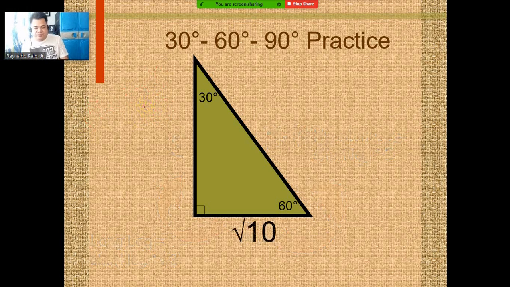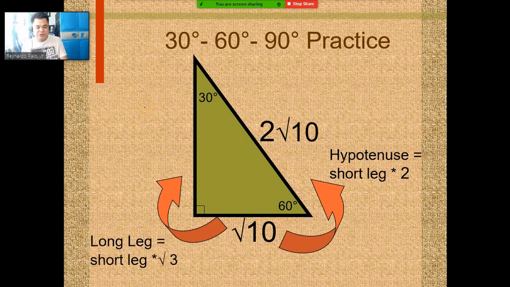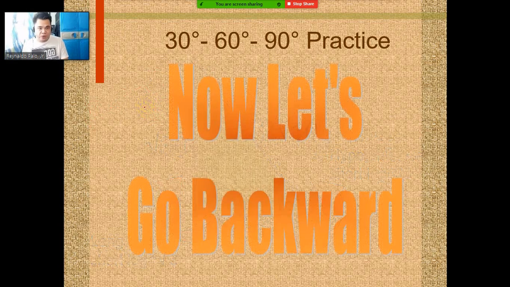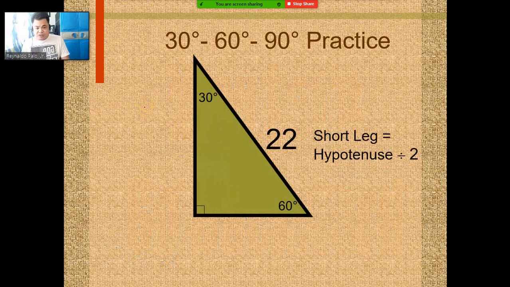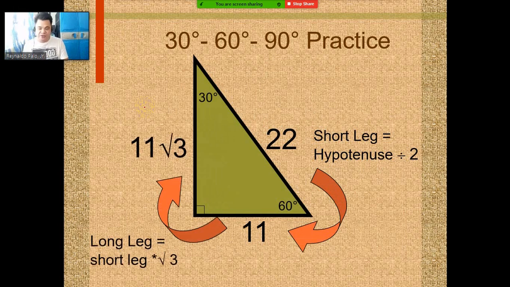Next, square root of 10 times 2 is 2 square root of 10. Square root of 10 times 3 is square root of 30. Let's go backward. So the hypotenuse is given, and then we are going to get first the short leg. To get the short leg, class, you have to divide it by 2. A while back, we multiplied by 2 to get the hypotenuse. This time, you're going to divide by 2. 22 divided by 2 is just simply 11. And to get the long leg, 11 times square root of 3 is just simply 11 square root of 3.